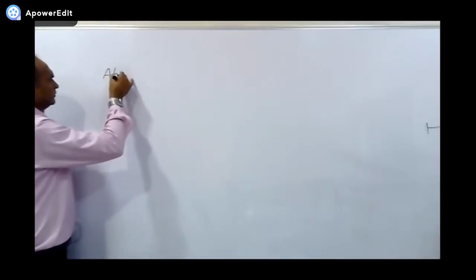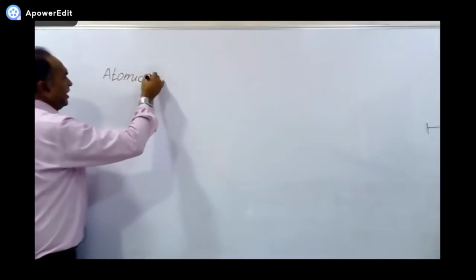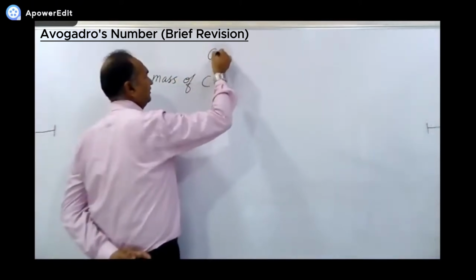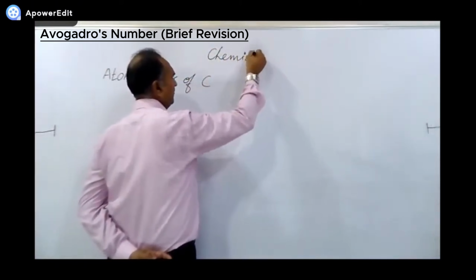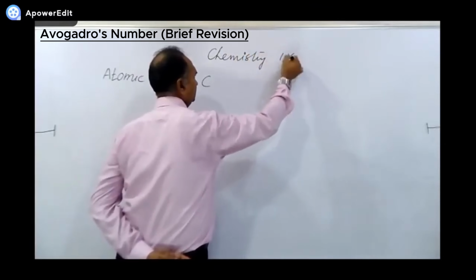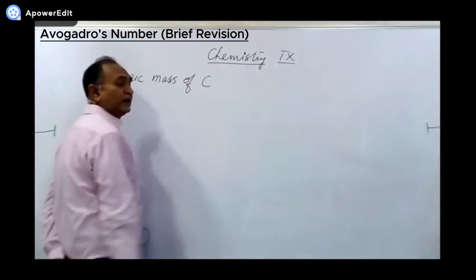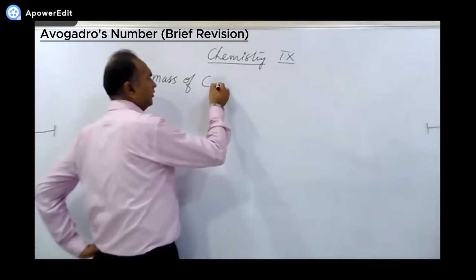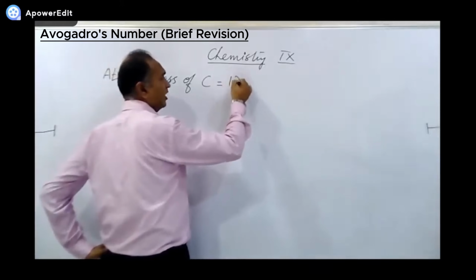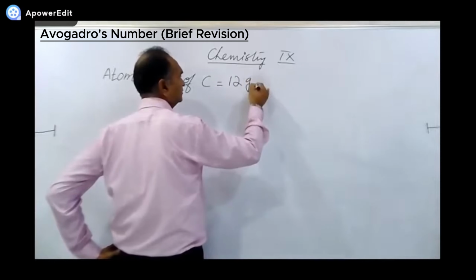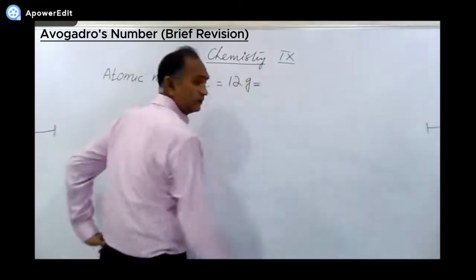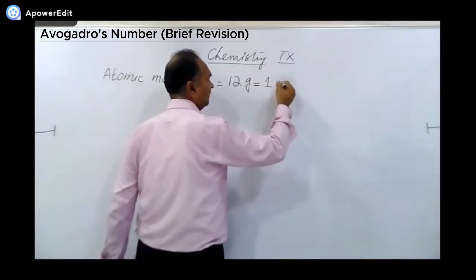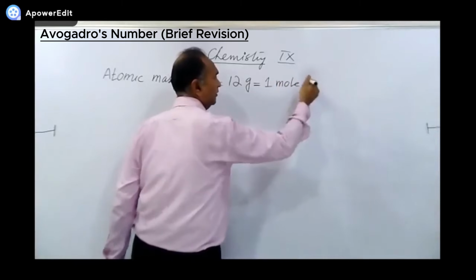Atomic mass of carbon. You know it's chemistry class, Grade 9, and you see your lecture number 15. What is the atomic mass of carbon? Gram atomic mass of carbon? 12 gram. You call it 1 mole. 1 mole of carbon.